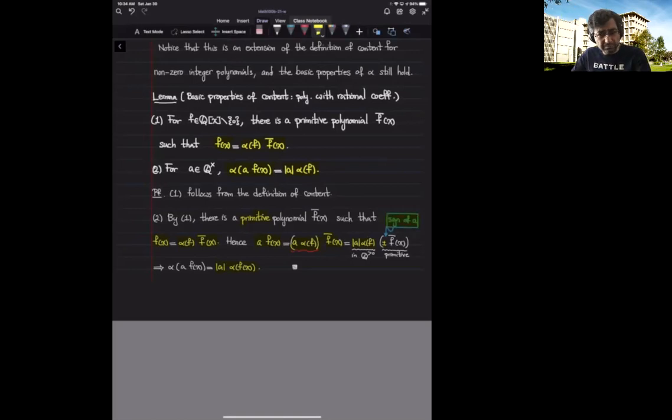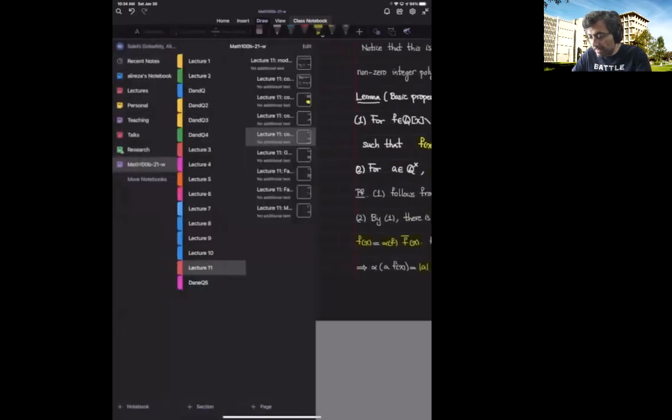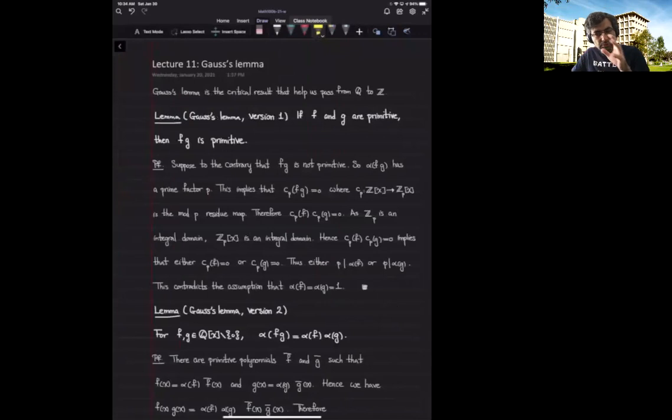Okay, how can this help us? How can we get irreducibility out of these things? So remember, we want to go from rational numbers to integers. And our main tool is Gauss's lemma. So there are two versions of it. There are two results, both of them proved by Gauss. In some books, version 1 is called Gauss's lemma. In some books, the second one.